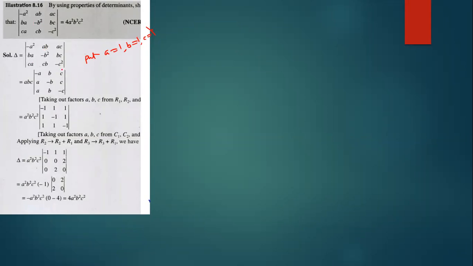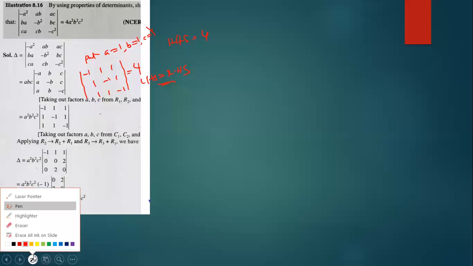A1, B1, C1 means what is the answer, anyone? Hurry up. That is minus 1, 1, 1; 1, minus 1, 1; 1, 1, minus 1. Simplify, how much is coming? Definitely you can get 4. But what is the RHS? 4. So therefore, LHS is equal to RHS. That is the proof. Hence proved.